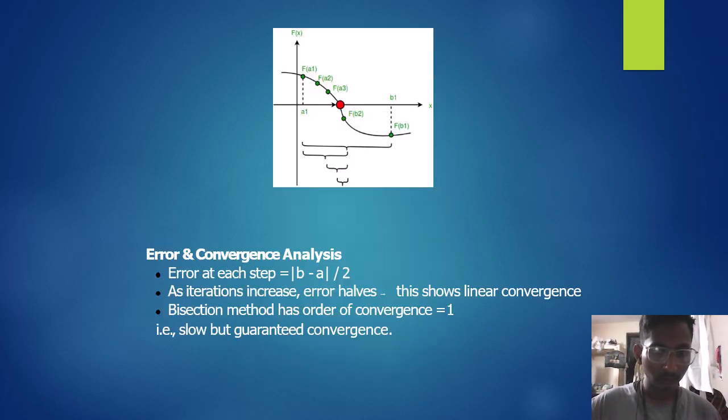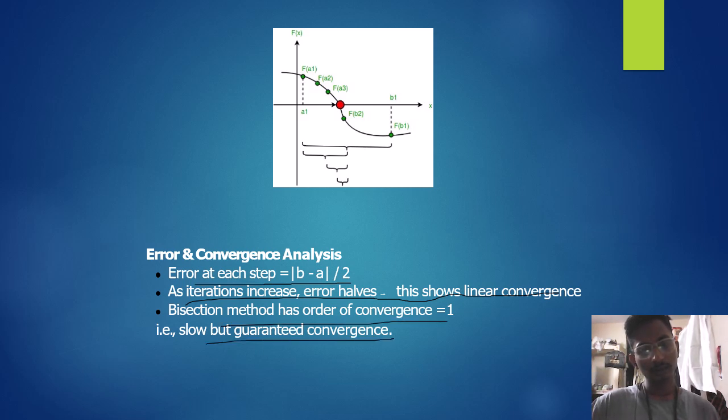Error and convergence analysis. The error at each step is (b - a)/2, and with each iteration the error is halved, which shows linear convergence. The bisection method is of order one convergence, slow but guaranteed convergence. This is the diagram.